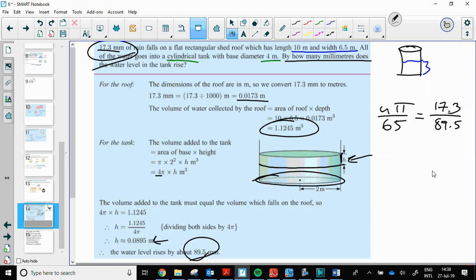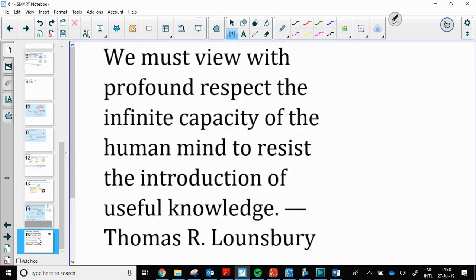Anyway, to close out this video, thinking about volume brought me to the following quotation by American literary historian and critic Thomas Lounsbury, who said, "We must view with profound respect the infinite capacity of the human mind to resist the introduction of useful knowledge." I think that by the word capacity here, he meant the ability of the human mind, because, of course, if he were referring to the size and dimensions of the mind, he should have said volume. It is the knowledge itself which would have a capacity. Regardless, dear viewers, please do not resist.